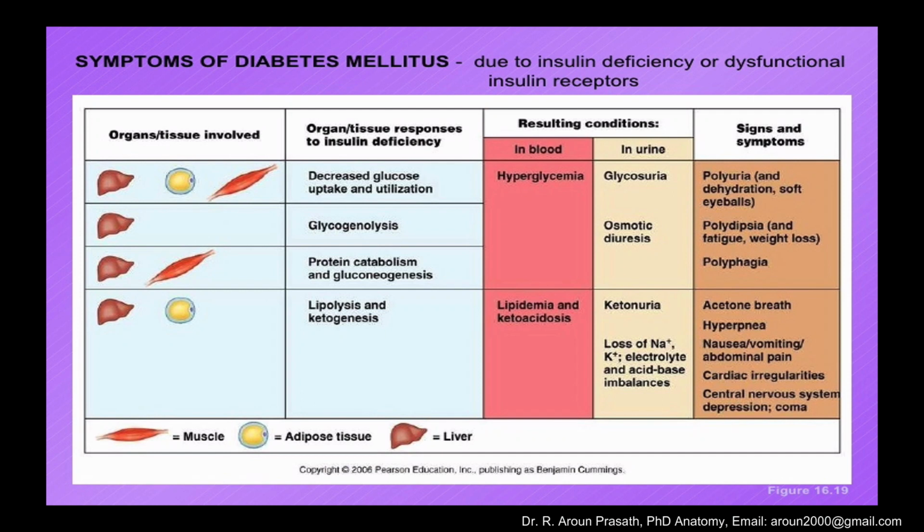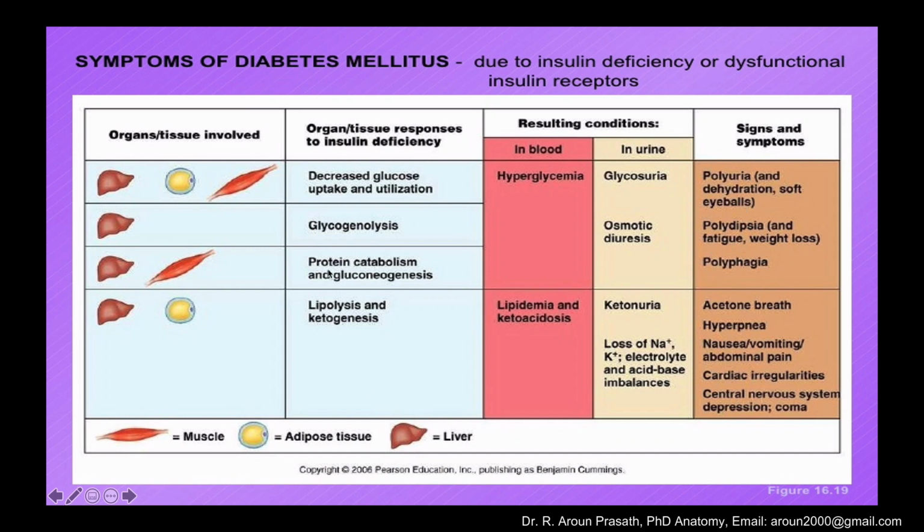Okay, that's what we call polyuria and dehydration. Polydipsia, then increased tiredness and weight loss, and polyphagia. Okay, so these are the symptoms when the patient has high blood sugar level.